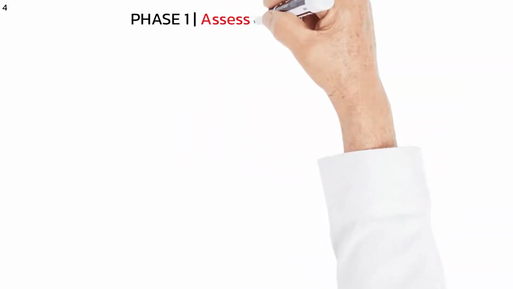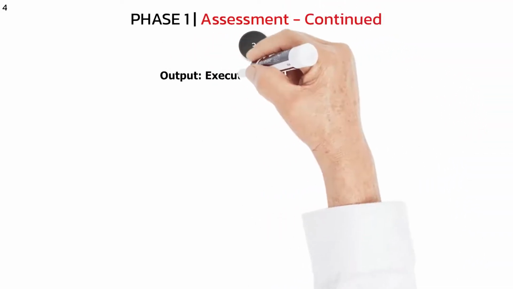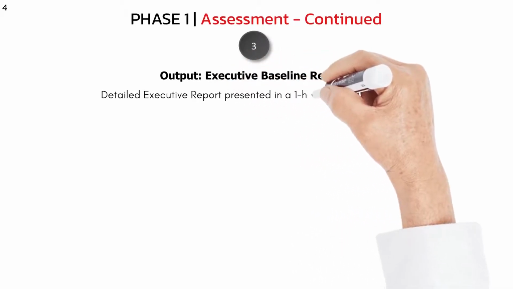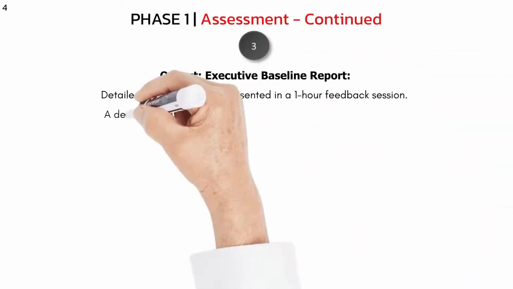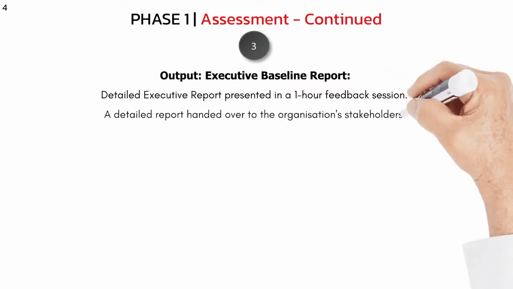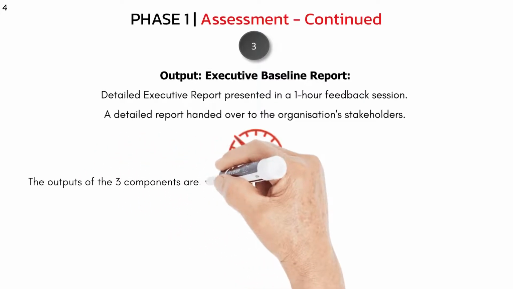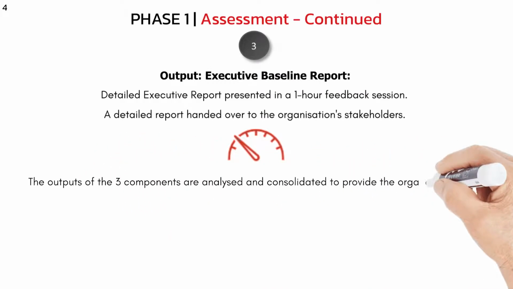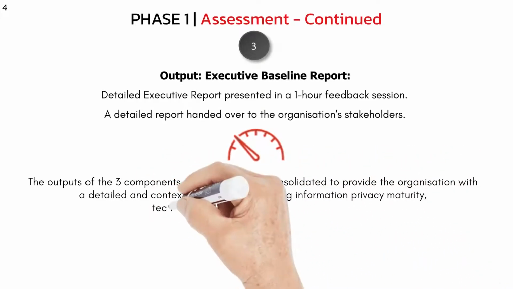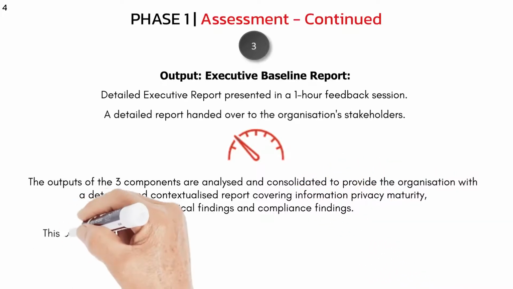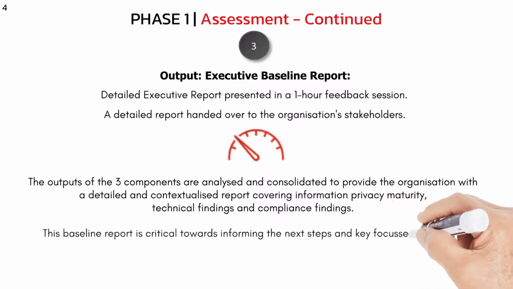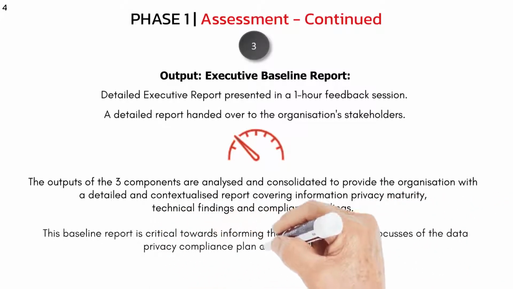Phase 1, Assessment, continued. Output, Executive Baseline Report. Detailed executive report presented in a 1-hour feedback session. A detailed report, handed over to the organization's stakeholders. The outputs of the 3 components are analyzed and consolidated, to provide the organization with a detailed and contextualized report, covering information privacy maturity, technical findings and compliance findings. This baseline report is critical towards informing the next steps, and key focuses of the Data Privacy Compliance Plan and execution thereof.